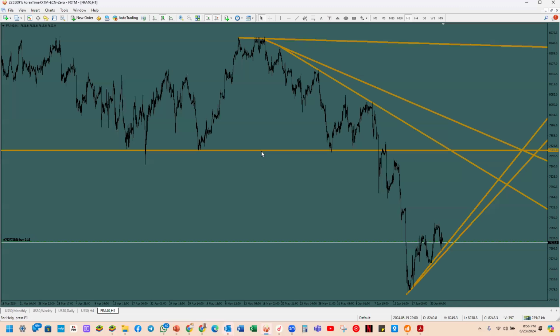Okay, so this one is horizontal resistance and support, while the slanted ones are called dynamic resistance and support. It is resistance when it's coming from the top, and it's a support when it's coming from the bottom. In the same vein, for the horizontal, this one that is coming from the top is a resistance, and this one that is coming from the bottom is a support.